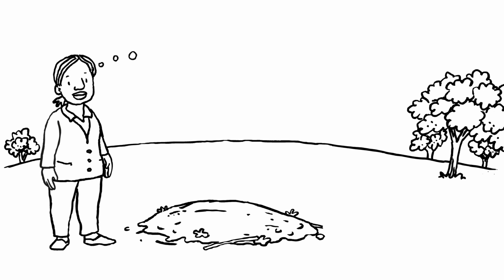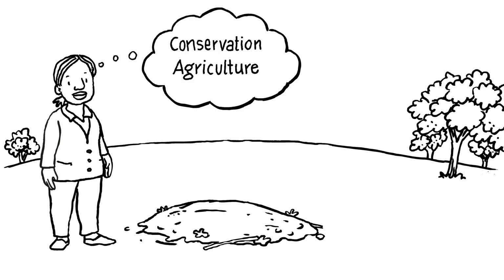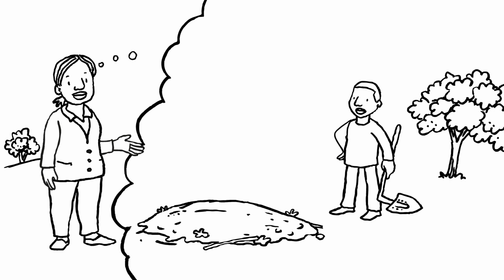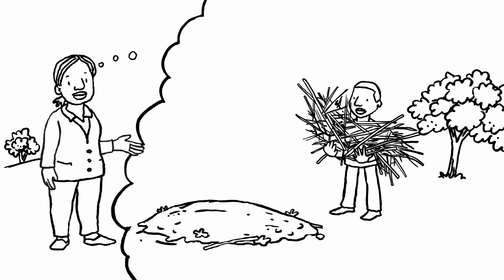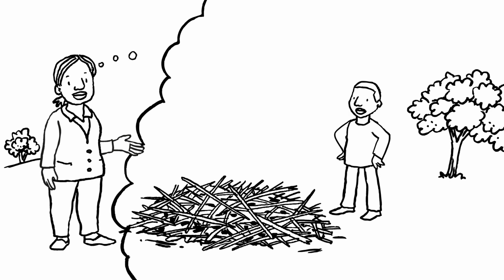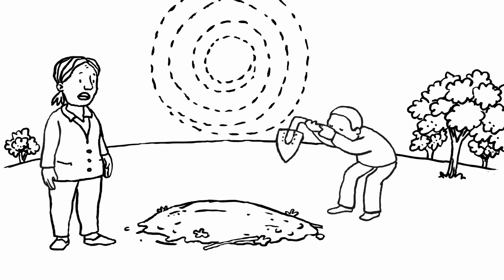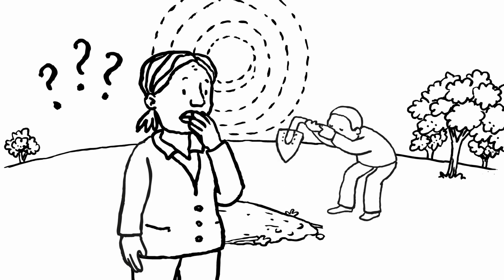She strongly believes that conservation agriculture could be a way to improve the situation for farmers by minimizing the disturbance of the soil, covering the soil at all times with crop residues, and using a diverse range of crops. So now, Sara is asking herself, how can I facilitate a change in the way people do agriculture?